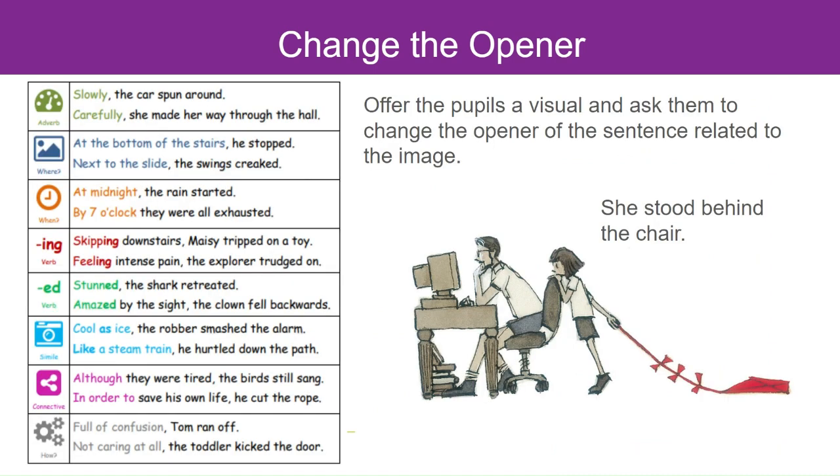Here is a list of some other kind of ways that you could change the openers as well. There's quite a big list of different things you could do there. Offering the pupils a visual, a little image or a picture, and then asking them to change the opener of the sentence related to the image. You could take each of these openers and put them into an online spinner, so it really is a random choice activity, but children really like these kind of activities.